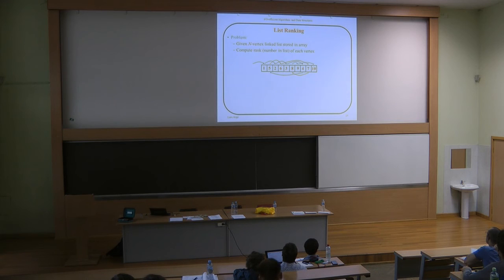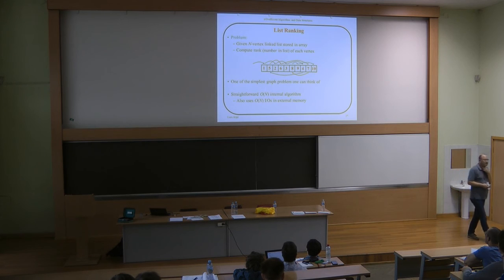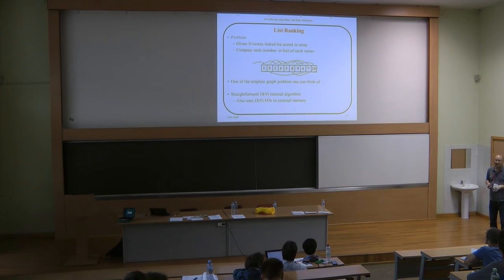Or pull the list and sort it, right? I want to traverse a linked list. So I said it's one of the simplest graph problems you can think of, right? It's a linked list, so it's a graph. It's straightforward to do that in linear time, right? You just traverse the list, spending one time unit on each.